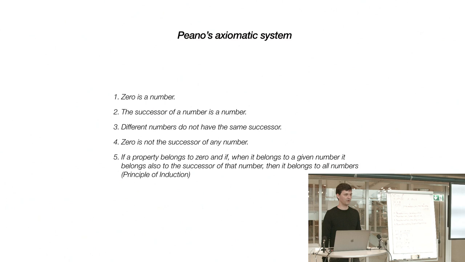But in a very different way than it was done with Euclid. Because you can imagine that this thing is not only about numbers. There can be other systems which would also satisfy these criteria. For example, we can replace 0 with 100 and say 100 is a number.